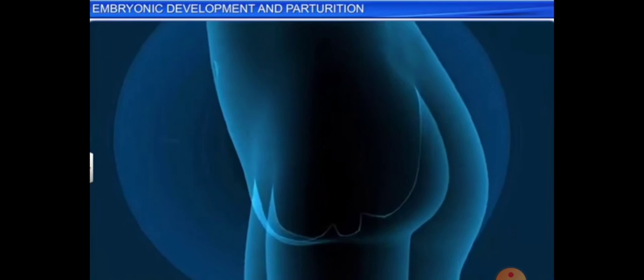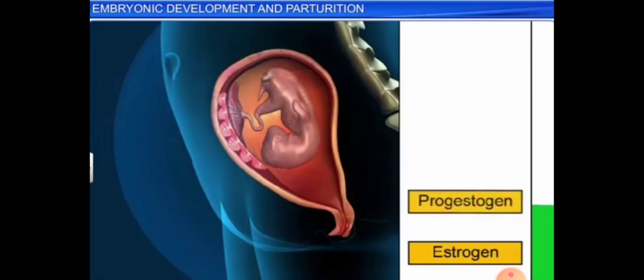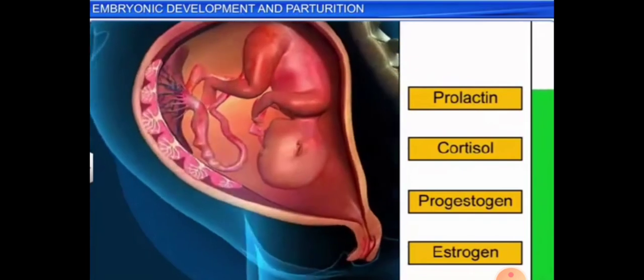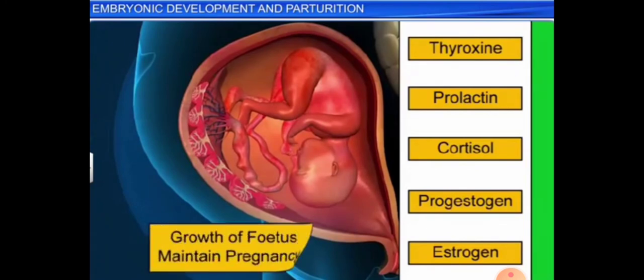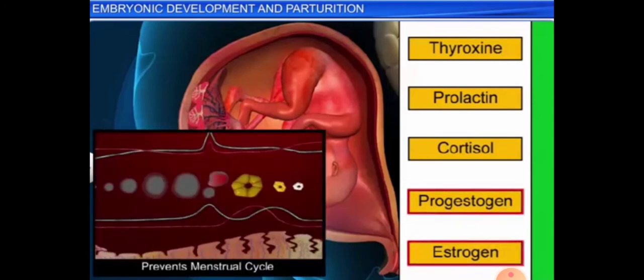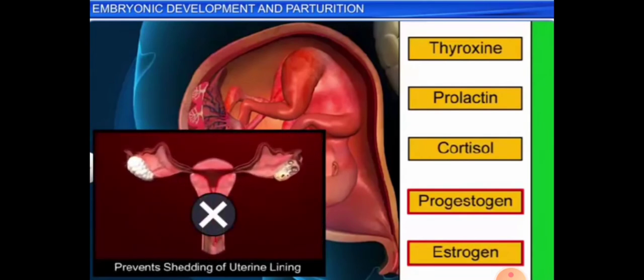Apart from the secretion of these hormones, other hormones such as estrogen, progesterone, cortisol, prolactin, and thyroxine also rise rapidly in a pregnant woman's body. These hormones support the growth of the fetus as well as maintain the pregnancy. Increased levels of progesterone and estrogen, for instance, put the menstrual cycle on hold and prevent the shedding of the uterine lining, which is embedded with the developing fetus.